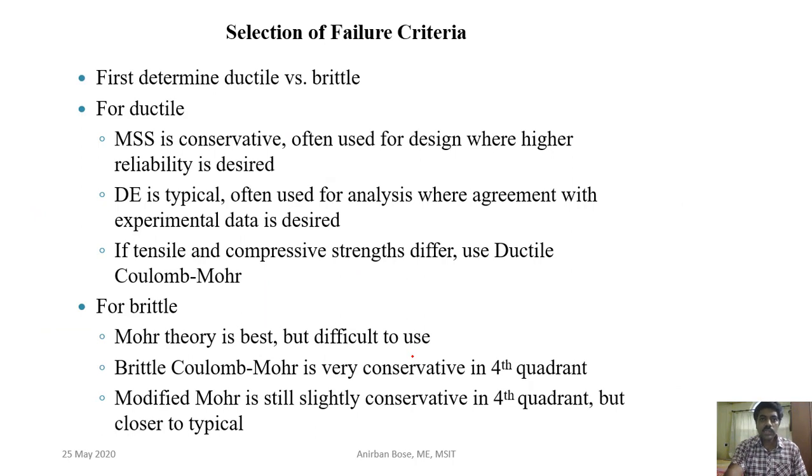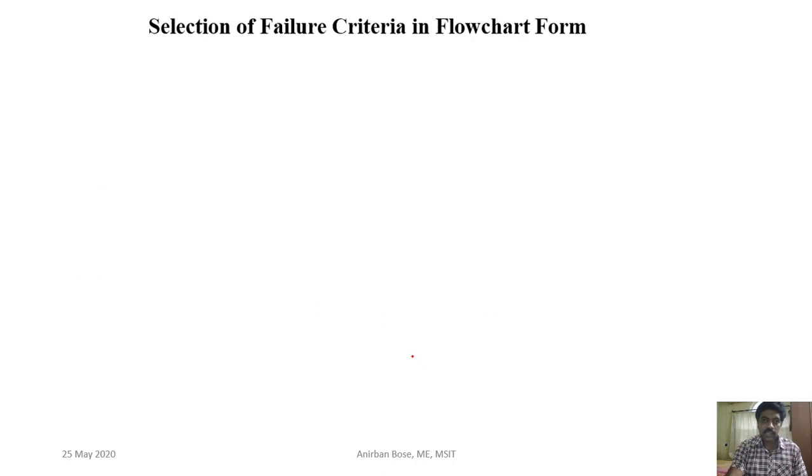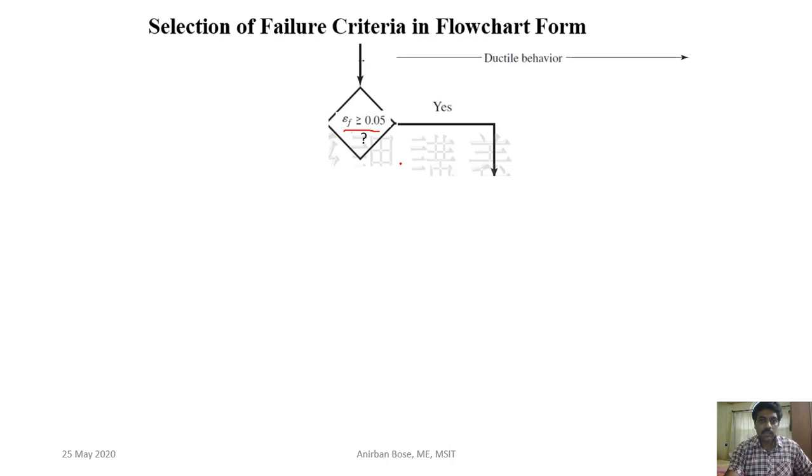Now the selection of the failure criteria is very important: when to use which failure theory. For that let us see this particular flow chart that will definitely help you to understand. So first thing is that you have to identify whether the material is ductile or brittle. For that you have to check whether the fracture strain is more than 5% or not. If the fracture strain is more than 5%, that means it is a ductile material. If it is no, then it is a brittle material.